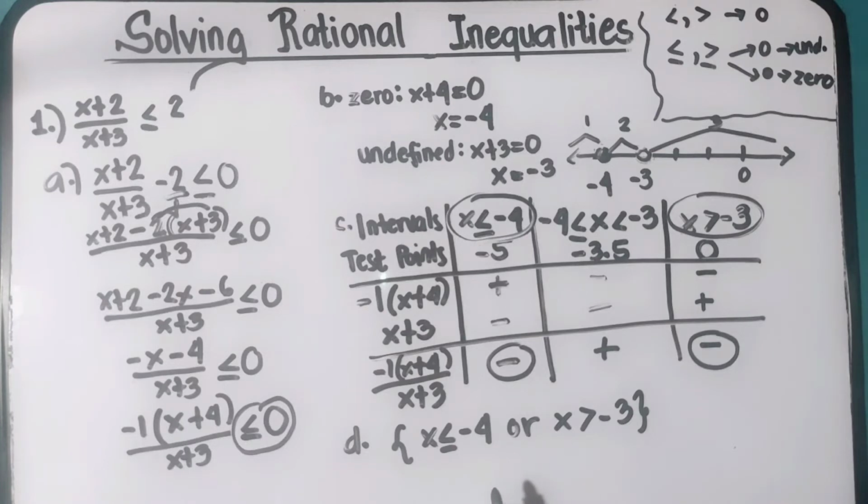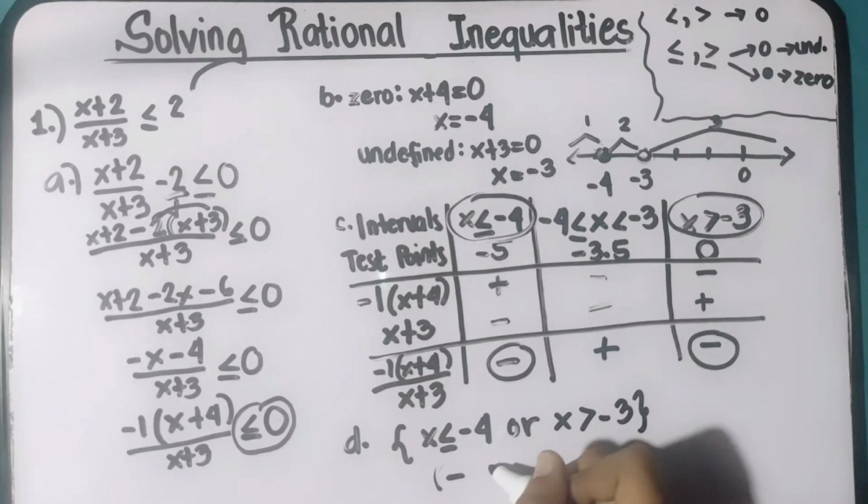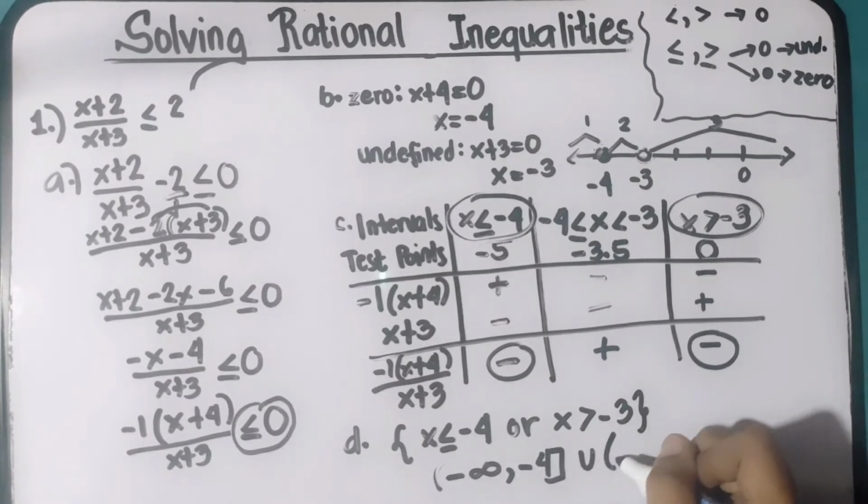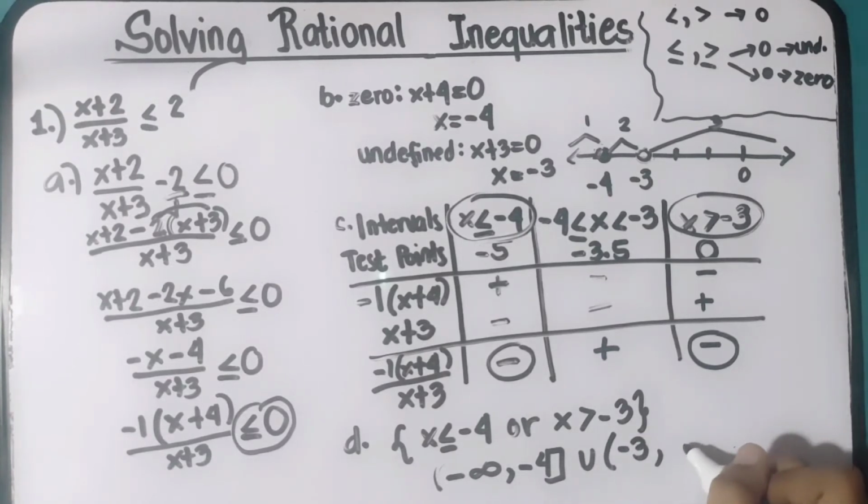If we express this in interval notation, this will be x is lesser than or equal to negative 4, negative infinity until negative 4, union negative 3 until positive infinity. Notice that we use a bracket at negative 4 because its inequality symbol uses or equal to.